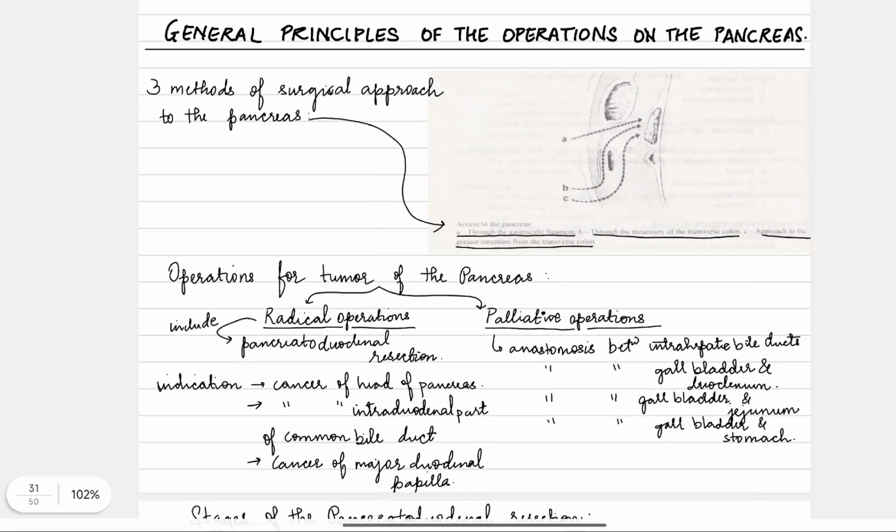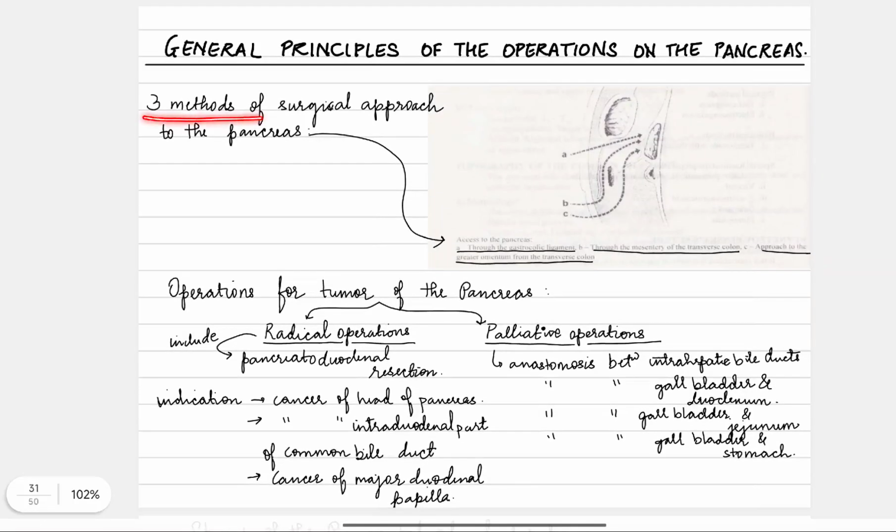General principle of the operation on the pancreas. There are three methods of surgical approach to the pancreas. Through the gastrocolic ligament, through the mesentery of the transverse colon, and approach to the greater omentum from the transverse colon.